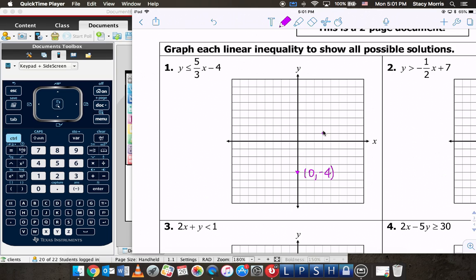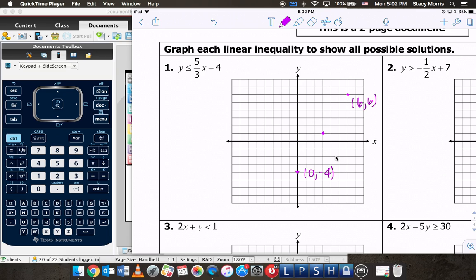Then from there, I'm going to go up 1, 2, 3, 4, 5, right 1, 2, 3, which puts me right there. So I'm going to label that point. So that coordinate right there is 1, 2, 3, 4, 5, 6. 1, 2, 3, 4, 5, 6. So 6, 6.